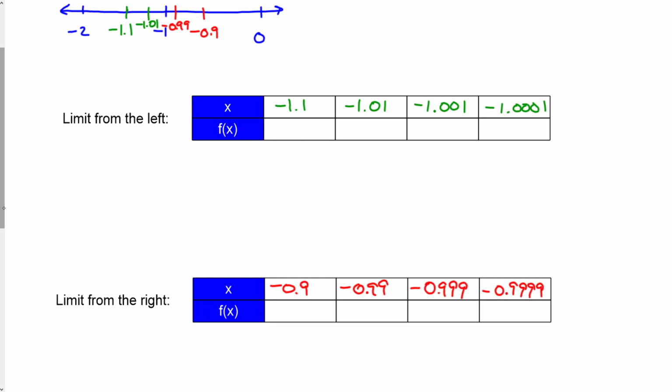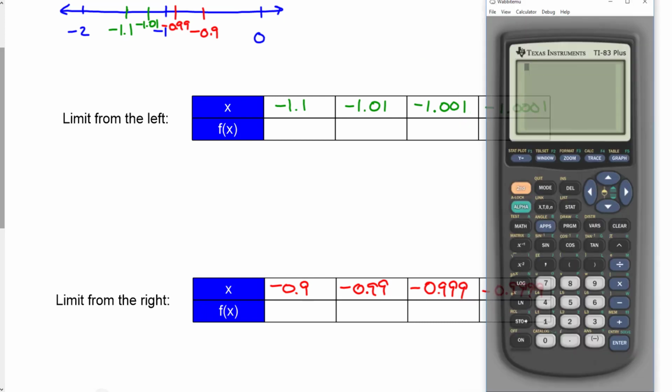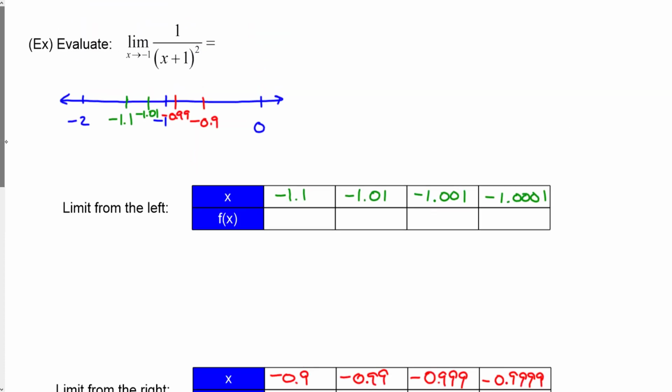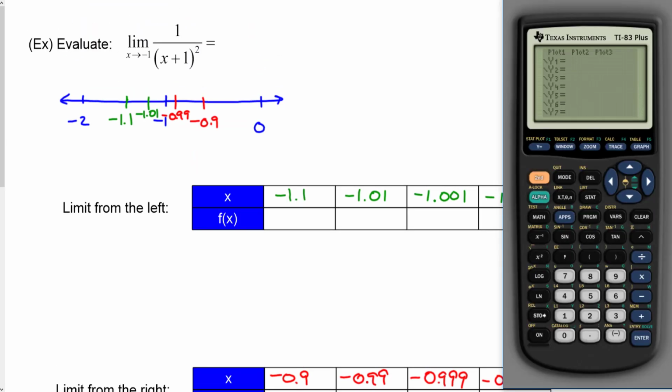Once you have that, it's just a matter of plugging things into the calculator to determine what these limits are. So put your function in, and that function, let me scroll back up so you can see it, is 1, and that's just one term in the numerator, so I don't need to put parentheses around it, but you could if you wanted to. In the denominator, there's already parentheses around the x plus 1, and then that's going to get squared. I don't need a second set of parentheses around the square. The order of operations says to do exponents before division, so everything will work out fine.